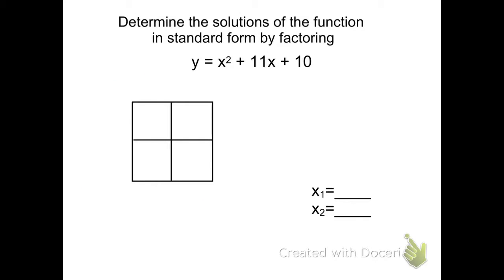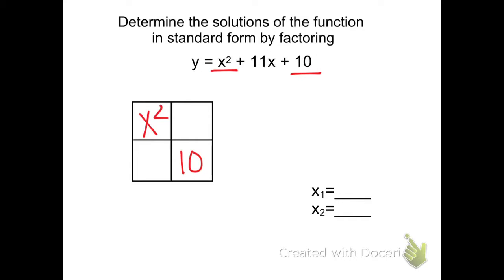The last way that you want to practice today is to determine the solutions of the function in standard form by factoring. Now remember, when we factor, we're going to put stuff inside the box and find out what goes outside the box. So I take my first term and it goes in the first box, and I take my last term, and it goes in the last box. And what I'm trying to do is find out what numbers multiply to give me x squared and what numbers multiply to give me 10.